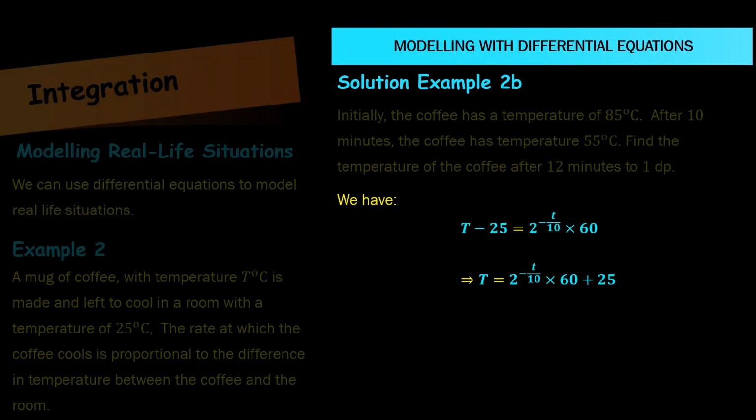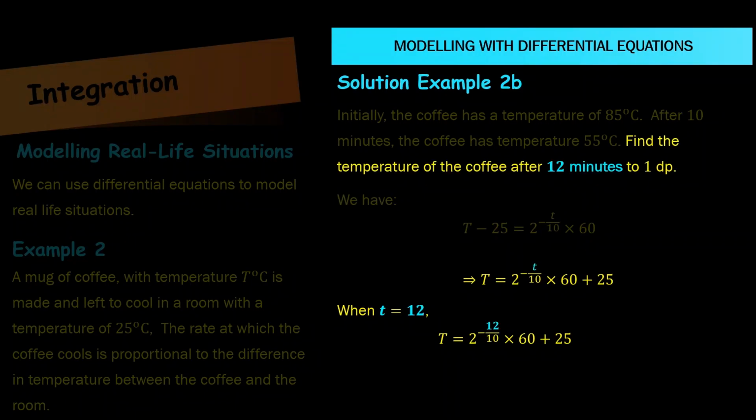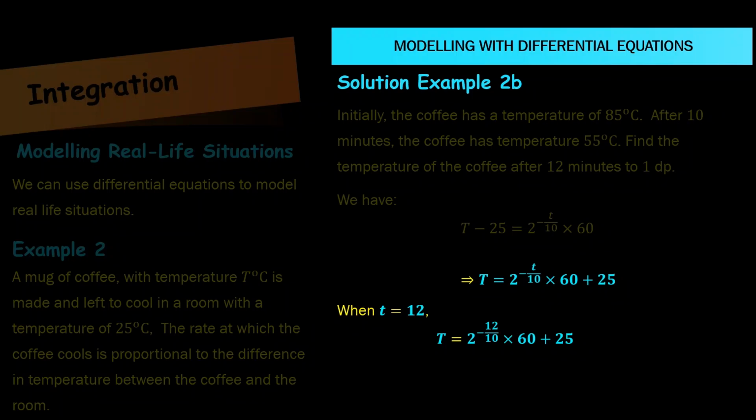And now we can plug in t equals 12, since we're required to find the temperature of the coffee after 12 minutes. Giving us that the temperature is equal to 51.1 degrees C.